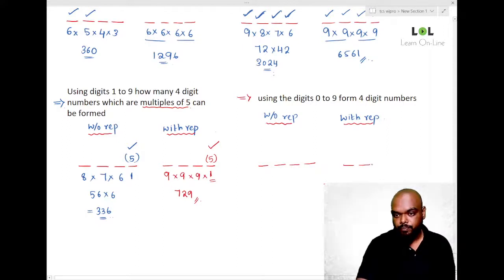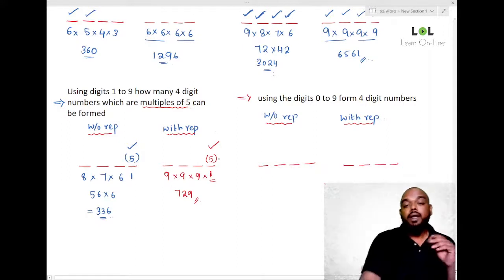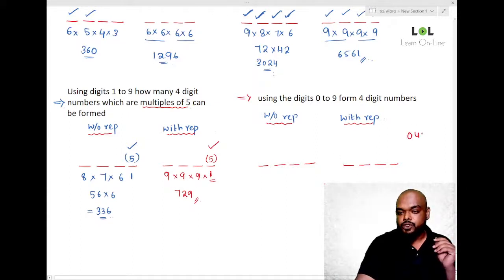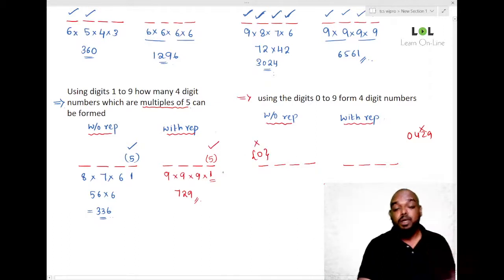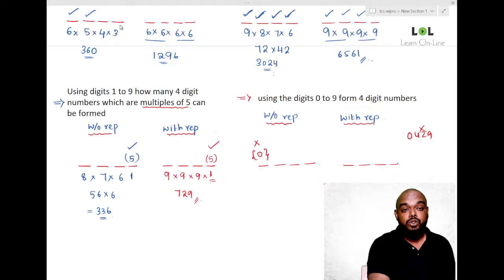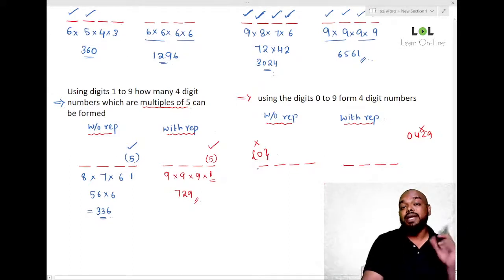Observe. A 4-digit number means I can never call 0429 a 4-digit number. No, this is a 3-digit number. So what is the condition? My most significant place, that is the thousands place, can never take 0. So 0 to 9, 10 digits are there. I can't put a 0 in the thousands place, so I can fill this place in 9 ways. Now observe. Totally how many digits are there?